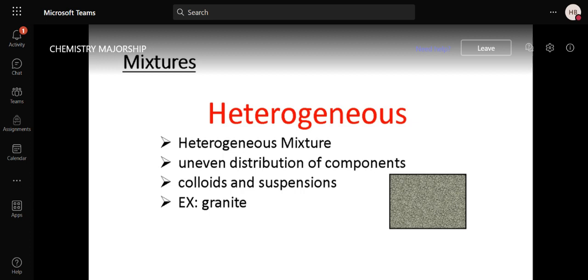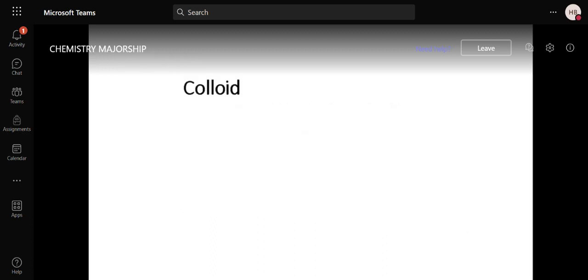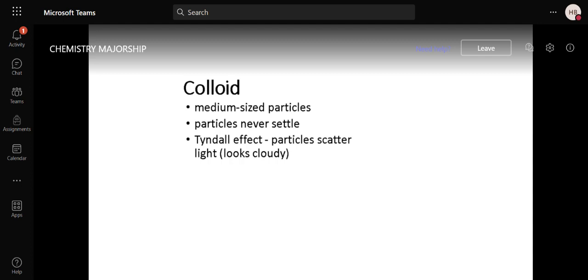Okay, example, you have your suspensions. Ito ay mga biglang nagsettle na lang yung particles na una, nakasuspend naman. O di kaya yung colloid natin, like milk. Okay? Next, we have colloid, medium-sized particles. Particles never settle and we observe the Tyndall effect. So, ano itong Tyndall effect?